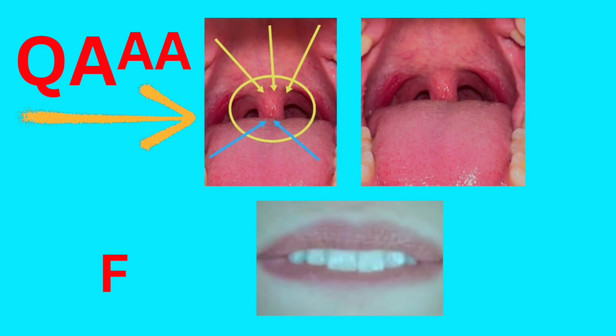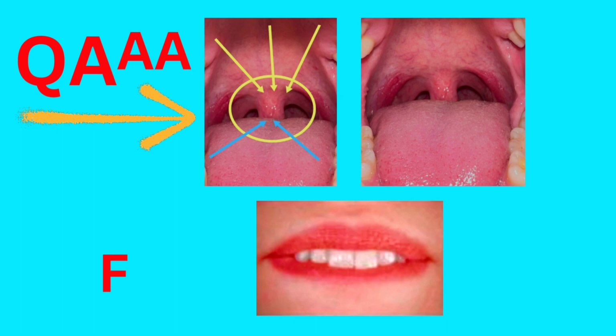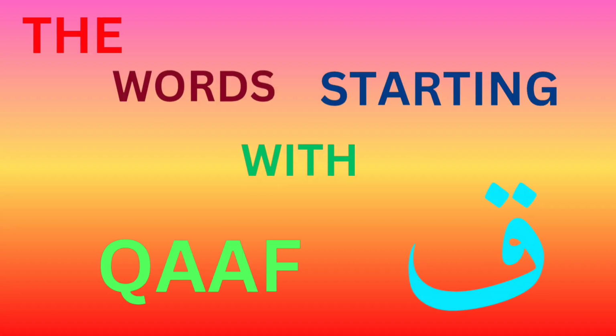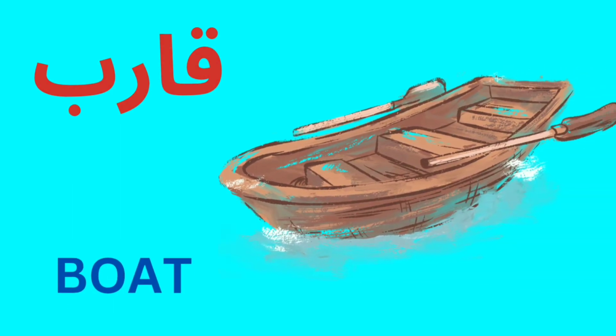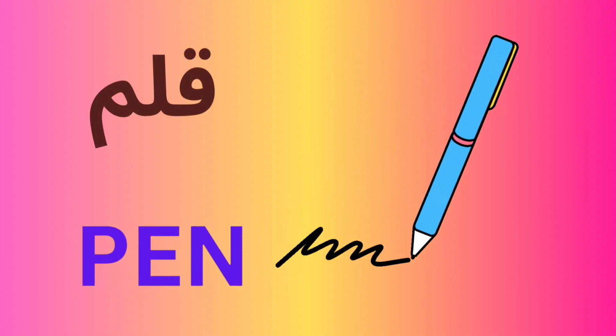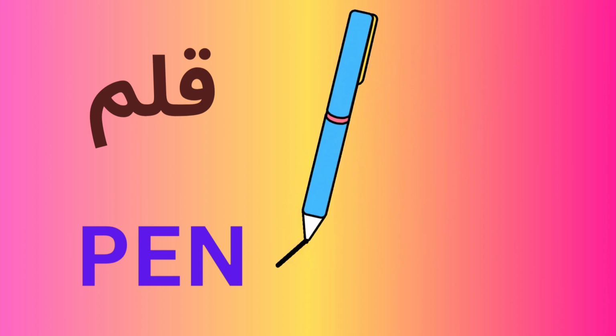Qaf, qaf, qaf. The words starting with qaf are qamar means moon, qarib means boat, and qalam means pen.